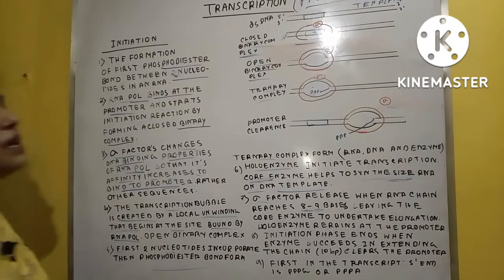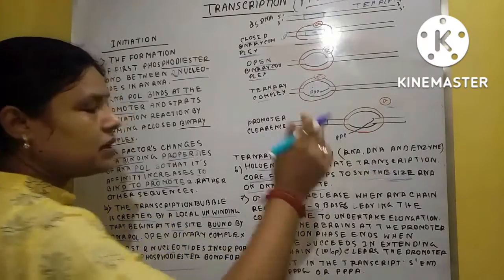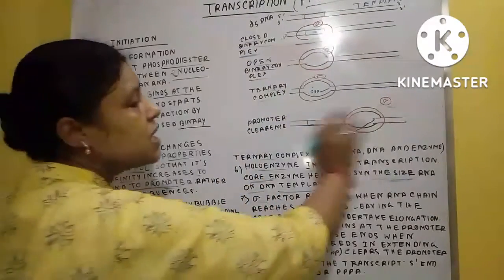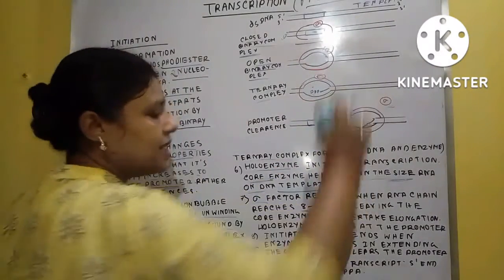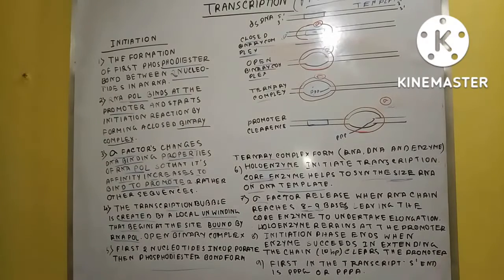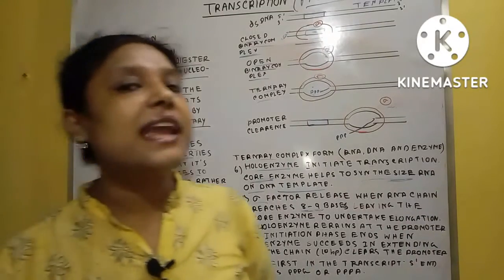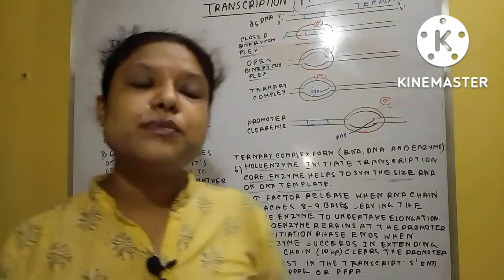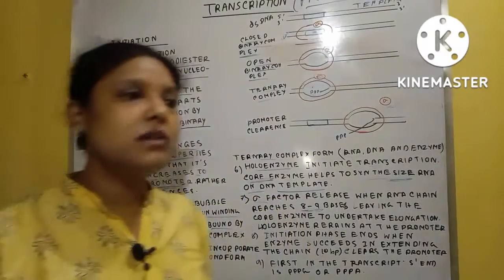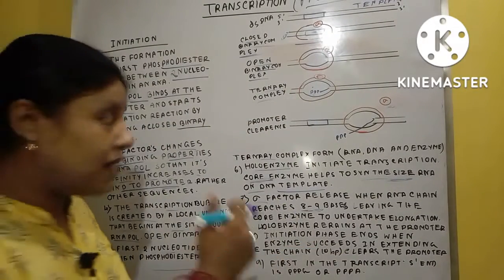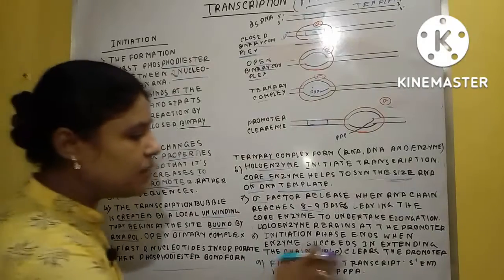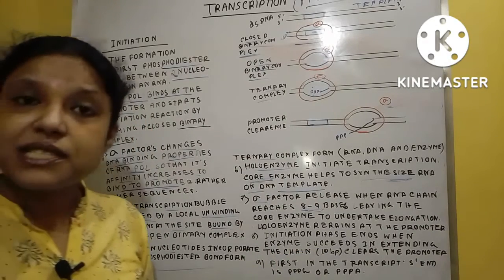So the core enzyme continuously binds with this strand, but the sigma factor that was bound here is released in the next step. The initiation phase ends when the enzyme succeeds in extending the chain to 10 bp. Before completion of the 10 base pairs, you cannot say the transcription process is continuing or not. I will explain this after that.